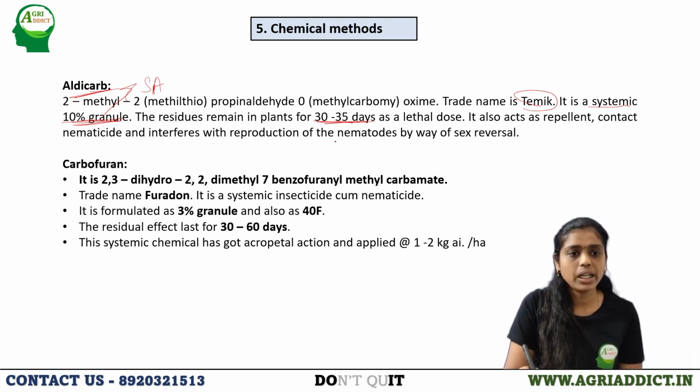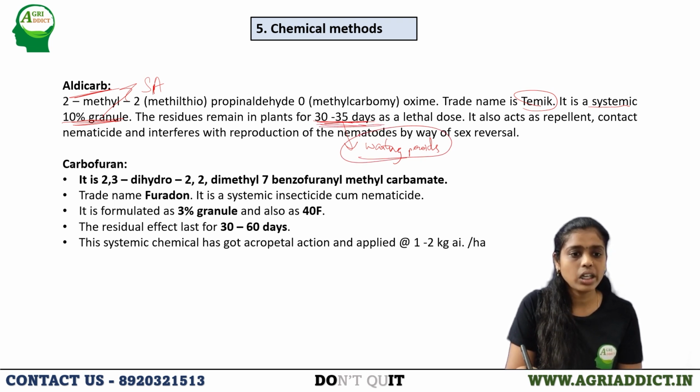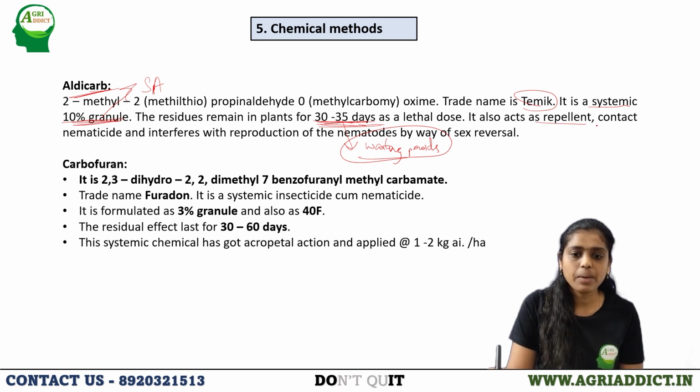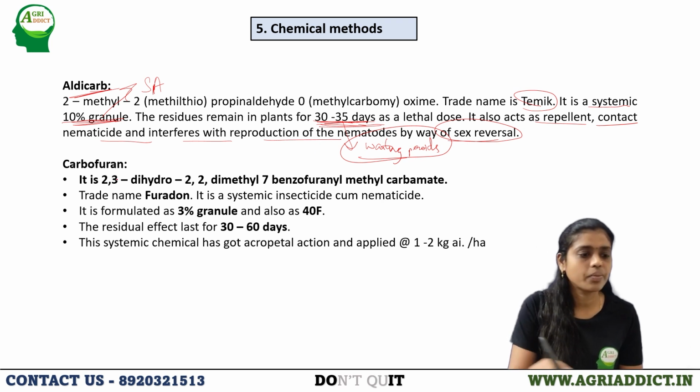So the use of this chemical is mostly discouraged, or we have to use such chemicals carefully, and we can go for concepts like waiting periods. Because they remain in the soil for about 30 to 35 days, only after some period do we go for harvesting of such plants or commodities. It also acts as a repellent, contact nematicide, and interferes with the reproduction of the nematodes, as it causes a sex reversal mechanism in some types of nematodes.